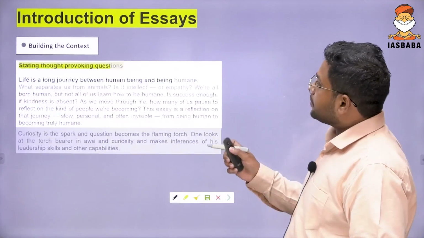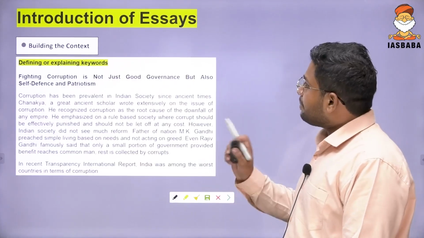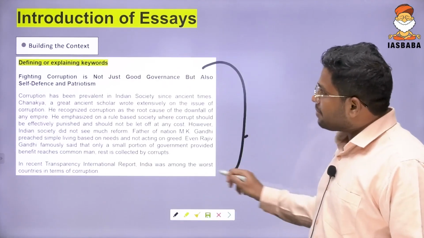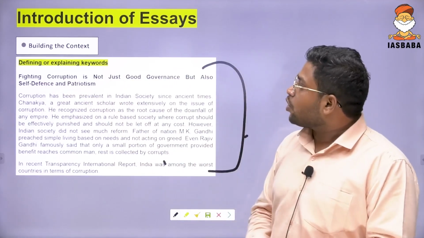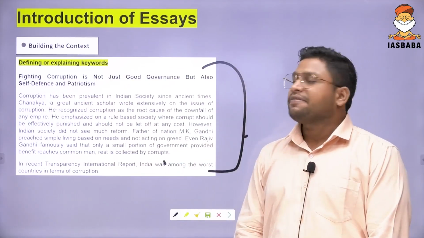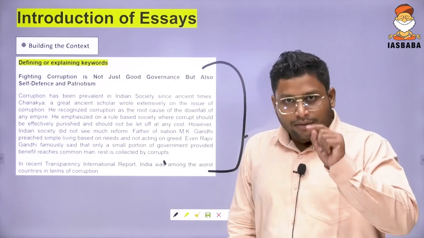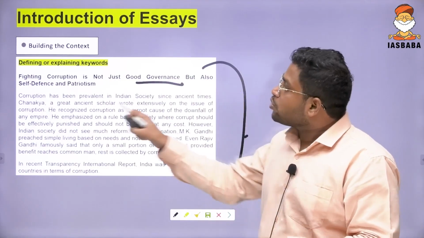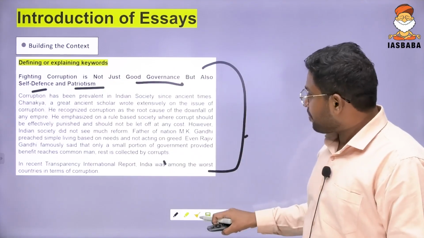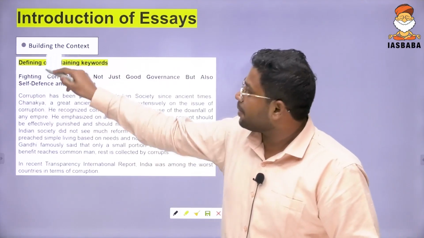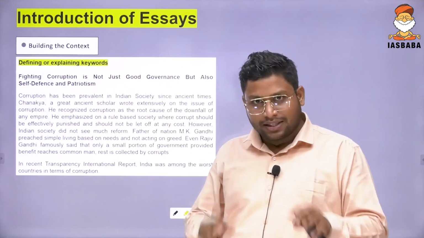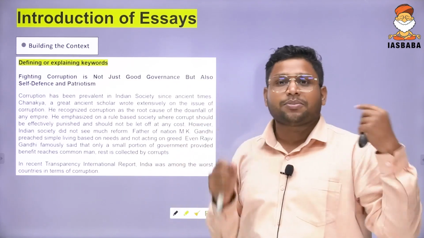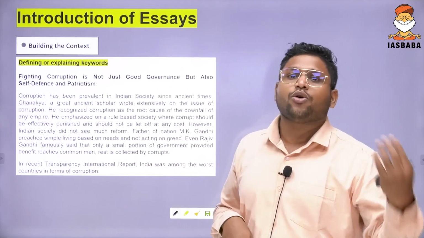Now, moving ahead. The defining part we have dealt with. Okay, we have one more example about defining or explaining keywords. Fighting corruption is not just good governance, but also self-defense and patriotism. Now, the core theme is corruption. Start the essay with corruption. That's the easier way. Just define it or set a context around corruption. Tell us a story about corruption.